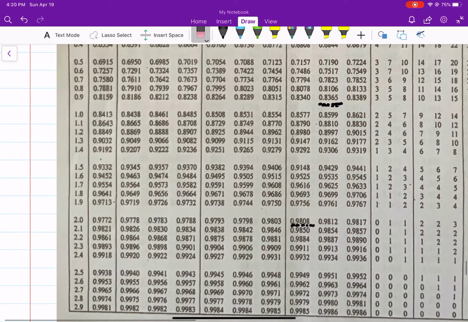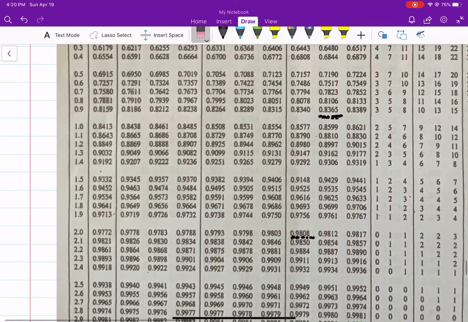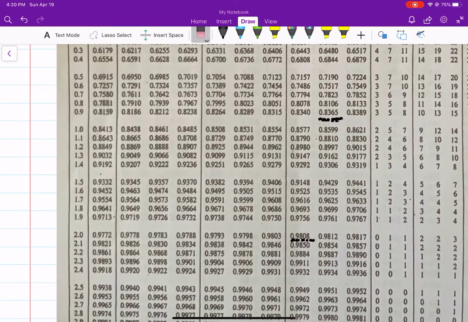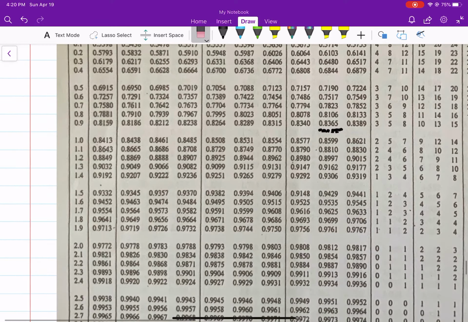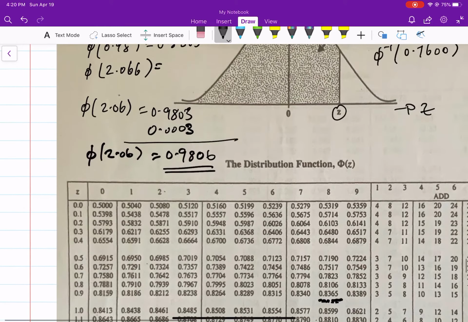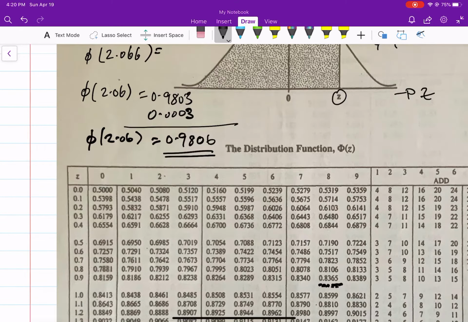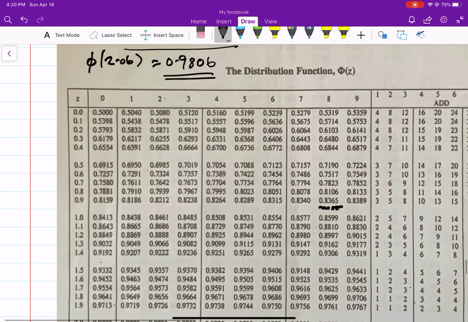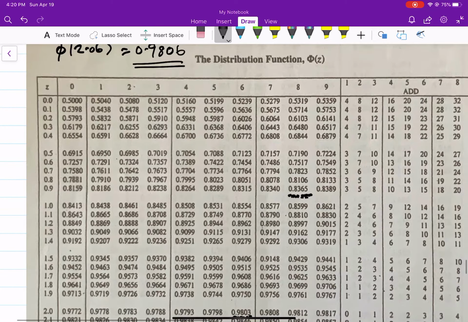Did I do that right? 0.9803, sorry. That's 6, yes. 0.9803. This value right here. But I need the third decimal place of 6. So you see the add section all the way to the right of the table, right there. On top it gives you the third decimal place.